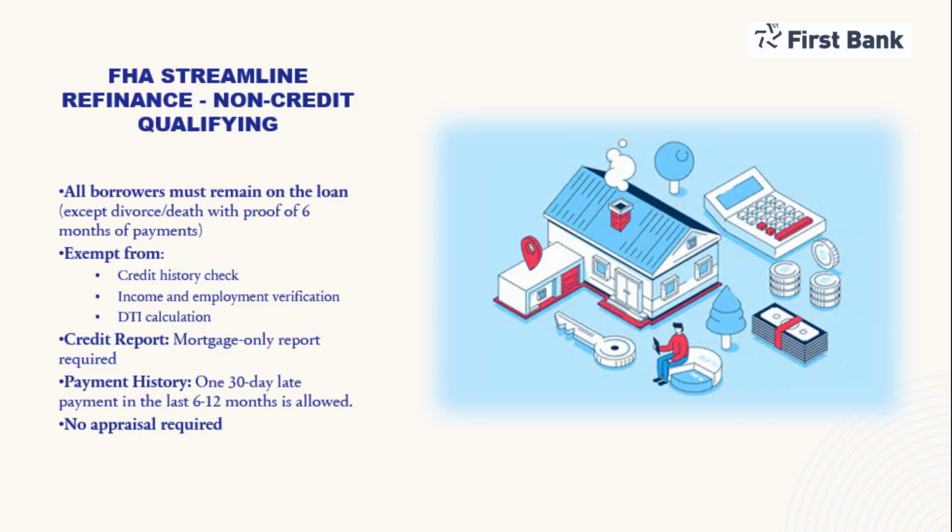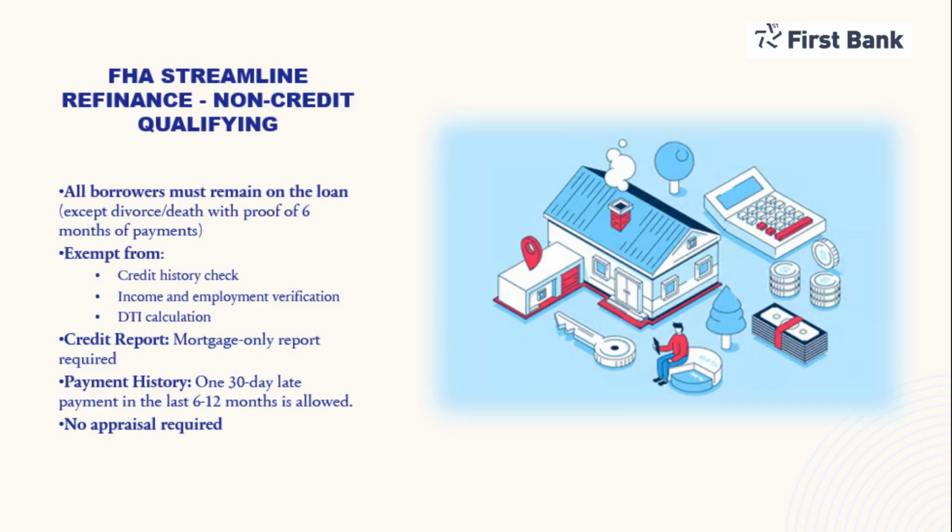Here's the breezy option. Non-credit qualifying. No tax returns, no pay stubs, no DTI math. Hallelujah. Just keep the same borrowers, unless someone's gone due to divorce or passing. In the case of divorce, the decree must have awarded our borrower the house, and our borrower must be able to evidence they've made the last 6 payments. And we just peek at mortgage history. Remember, one 30-day late max between months 6 through 12, and boom, no appraisal, no fuss, like skipping the line at Disney.